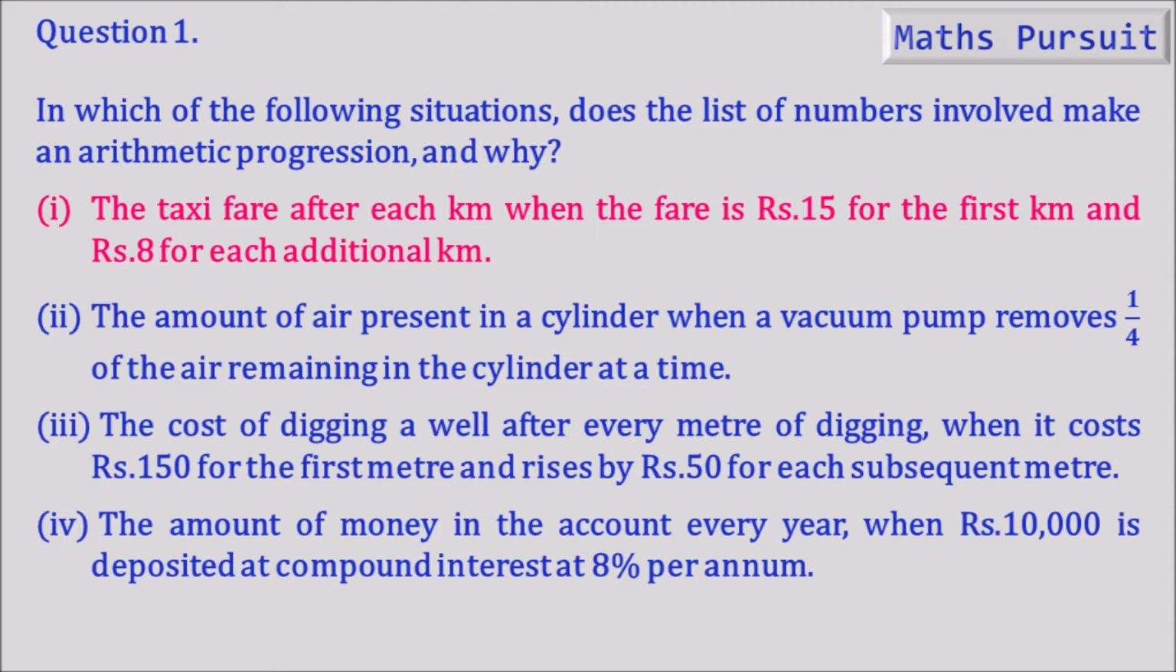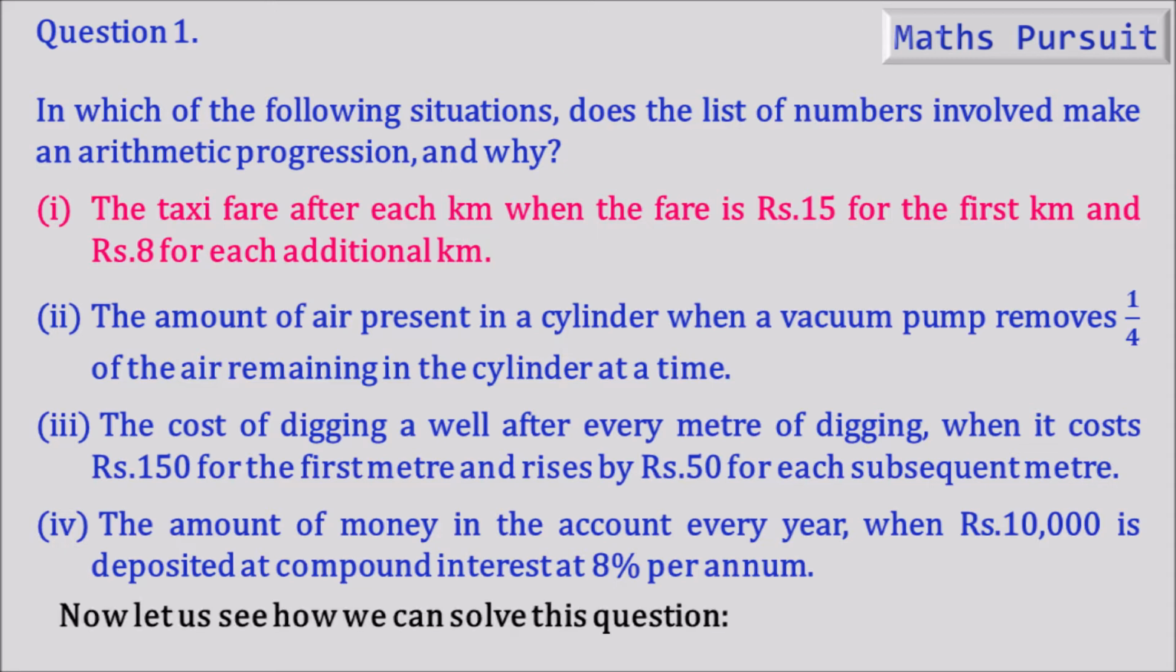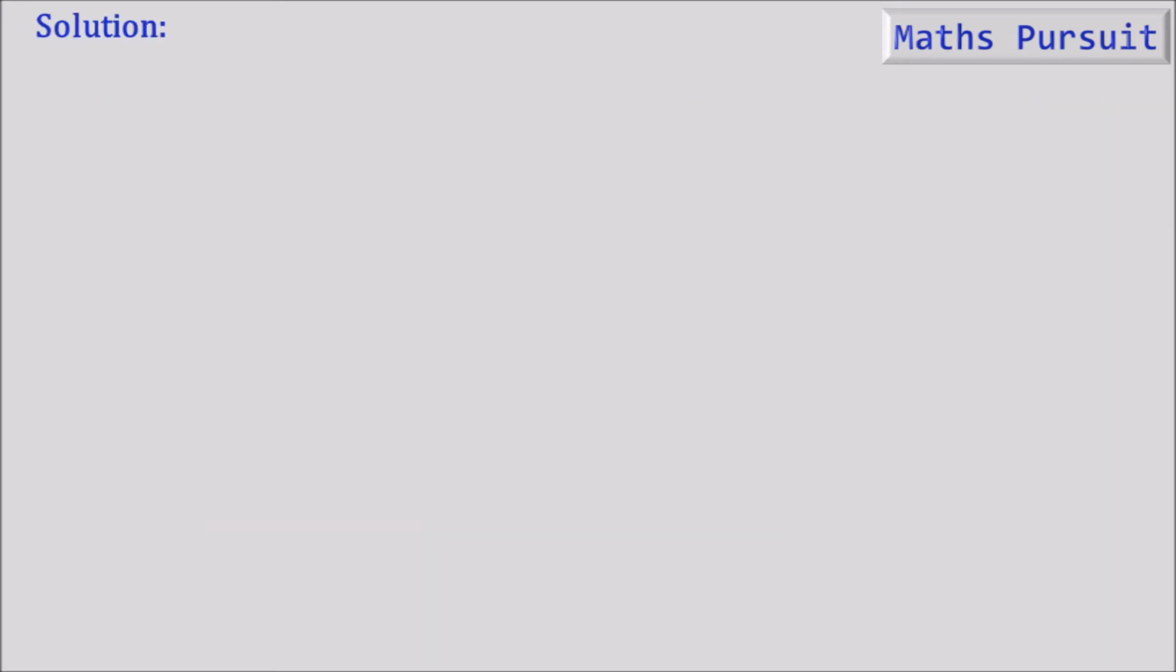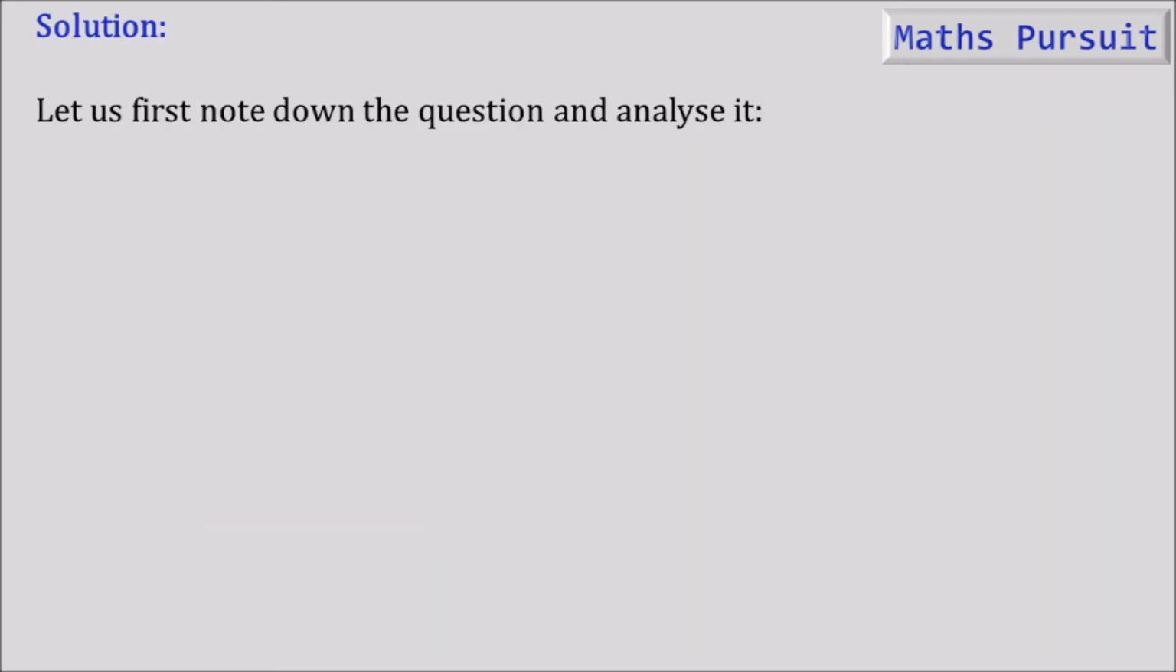The question given is: the taxi fare after each kilometer when the fare is rupees 15 for the first kilometer and rupees 8 for each additional kilometer. So let's see how we can solve this question. Coming to the solution, let us first note down the question and analyze it so that it will be helpful and easy for solving. Now we are again writing the question so that we can see what exactly is given.